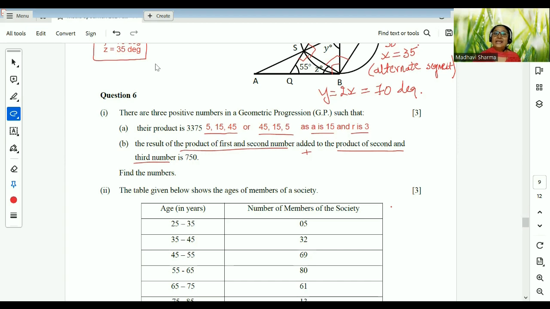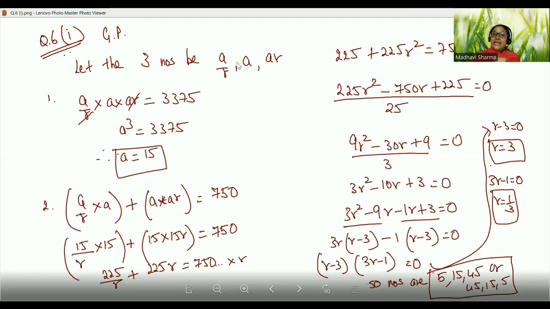Let the three numbers be A upon R, A and AR. Children, in a GP you multiply. It's a ratio, right? Your job is to cancel the R, so only one variable remains. So when you multiply all three, I will get A cube, where A I get is 15.